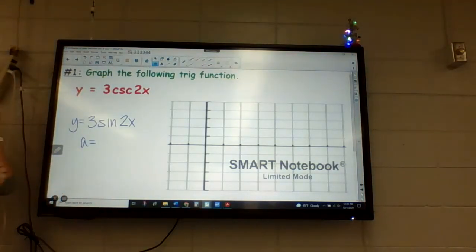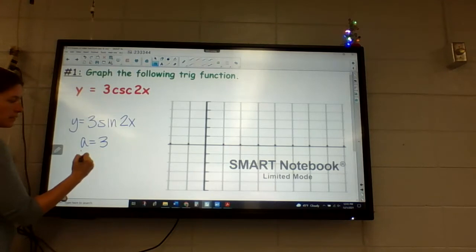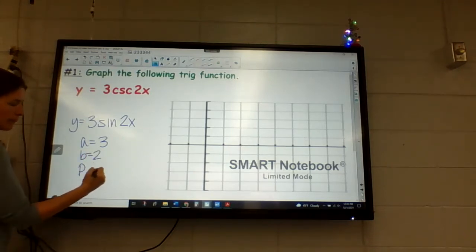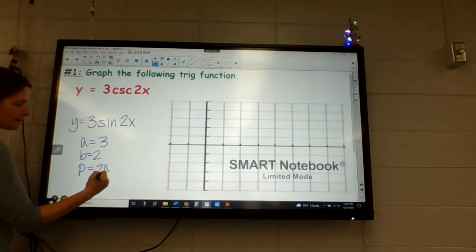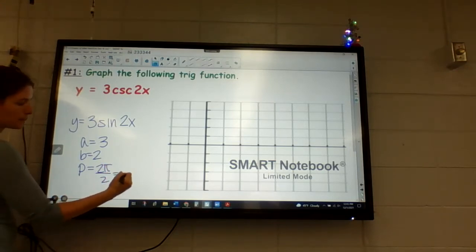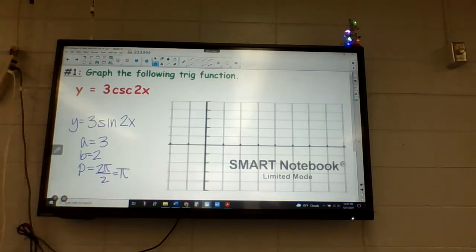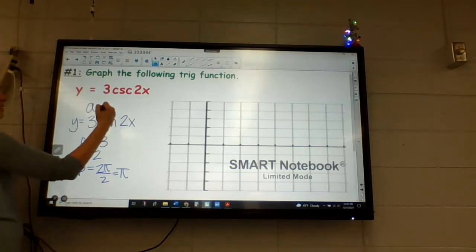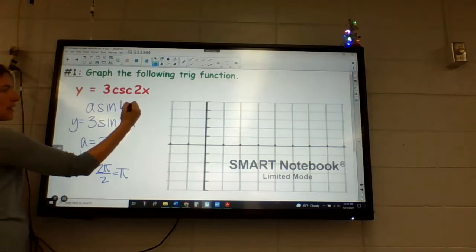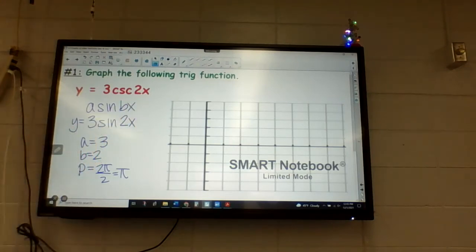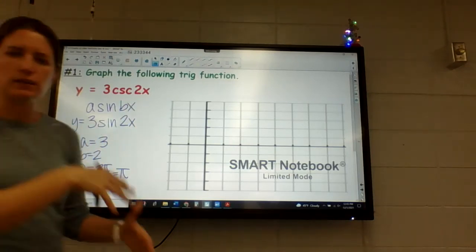So my amplitude in this case is 3. The b value is 2, which means my period is pi. It's a sine bx, kind of like y equals mx plus b. It's always in those same spots.